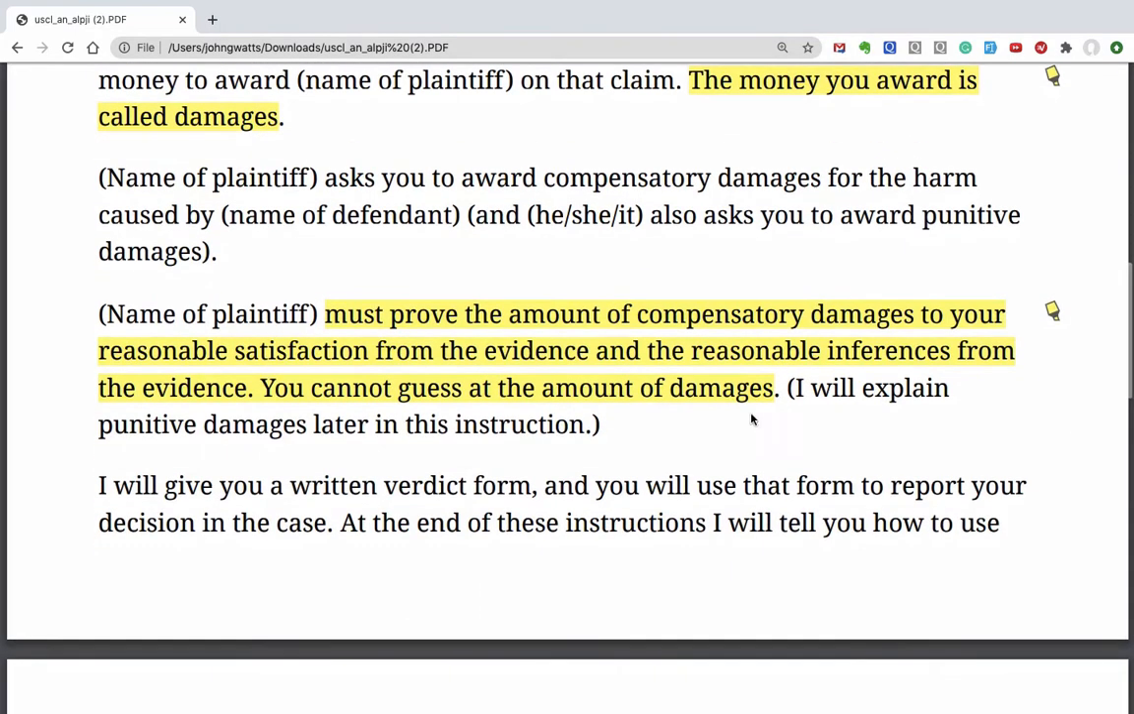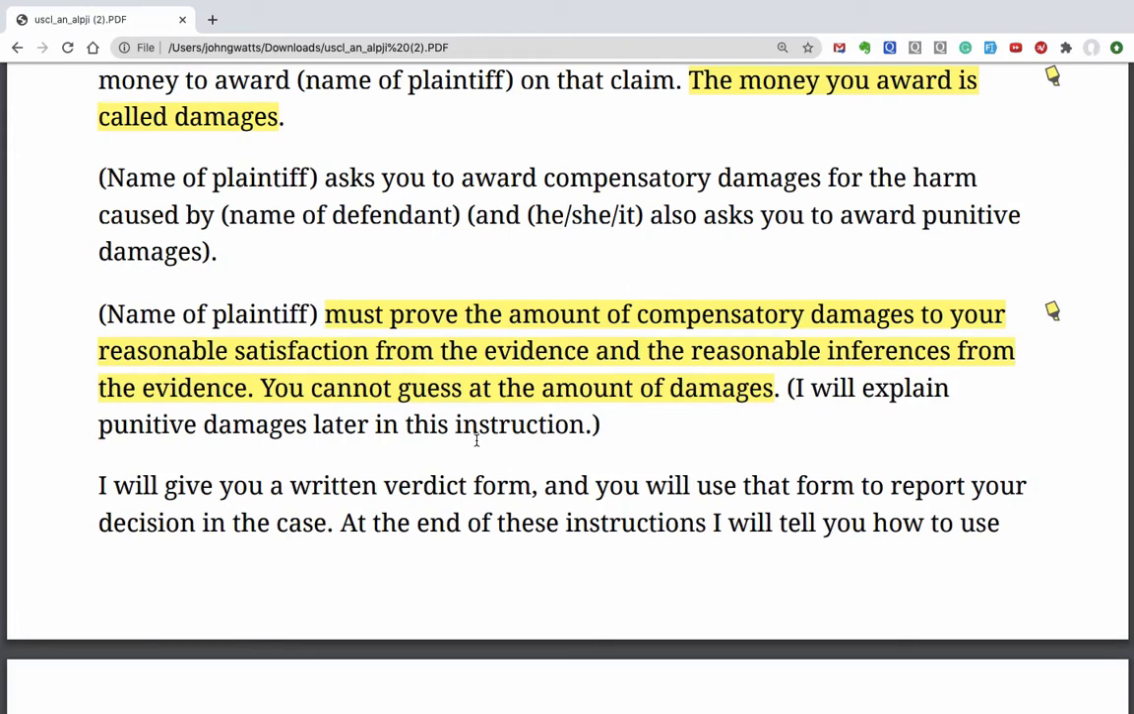And then the judge is to instruct the jury that the plaintiff has to prove the amount of compensatory damages to your reasonable satisfaction from the evidence and the reasonable inferences from the evidence, and do not guess at these damages. And then the judge says, I'll talk to you about punitive damages later. So this is to set the stage for, okay, now we're talking about damages.